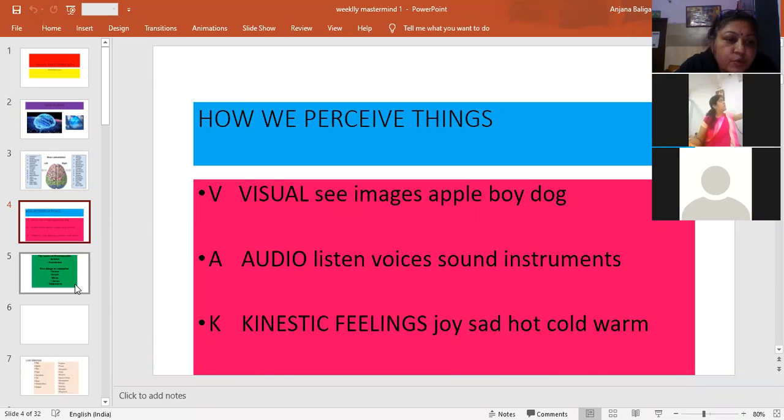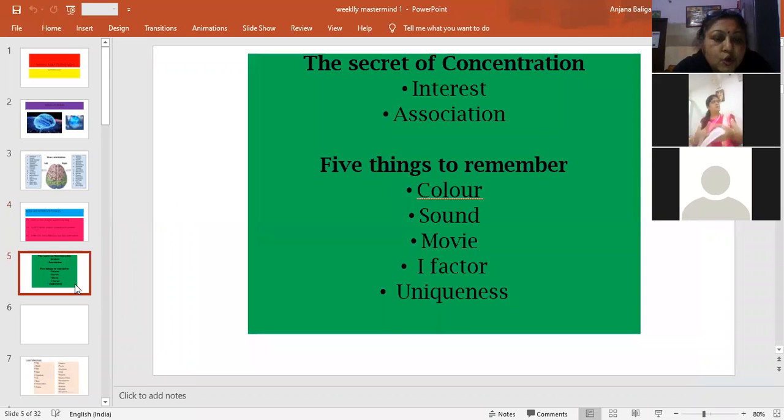Now we come to the most important part. Why don't students remember things? Because in books they don't have an interest, because it is in black and white, and you don't associate it with yourself, right? You don't link yourself with it. So there are 5 things in a movie. In a movie, you have color, sound, motion, I factor, and uniqueness. Very important. Write down these 5 points. Mitaj, take out your note copy and write down these 5 things: color, sound, motion, I factor, and uniqueness.